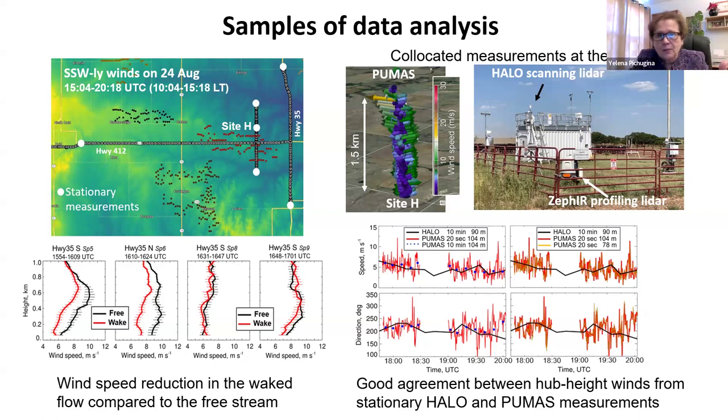And you can see there is some variability, even when winds are primarily in one direction, but still for 2 hours, we saw plenty of changes. And in the bottom, you can see some comparison. Black lines show Halo measurements at 90 meters. It's 10 minute measurements. Red is Puma's 20 second measurements, at the closest height, 104 meters. And blue points show Puma's data averaged over 10 minutes. And another closest height from Puma is 78 meters. The next plot shows just 20 seconds. Data from Puma at 70 and 104, they do not have a huge difference. So looking at those plots, we concluded that for this particular sample, we have a good agreement between hub height wind from stationary Halo and Puma measurements.